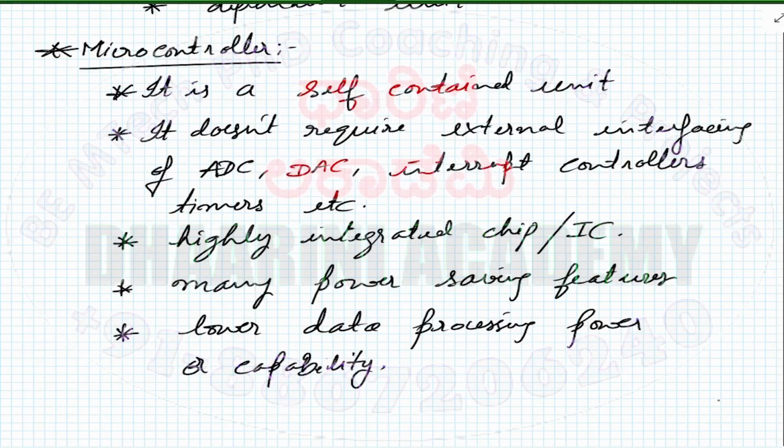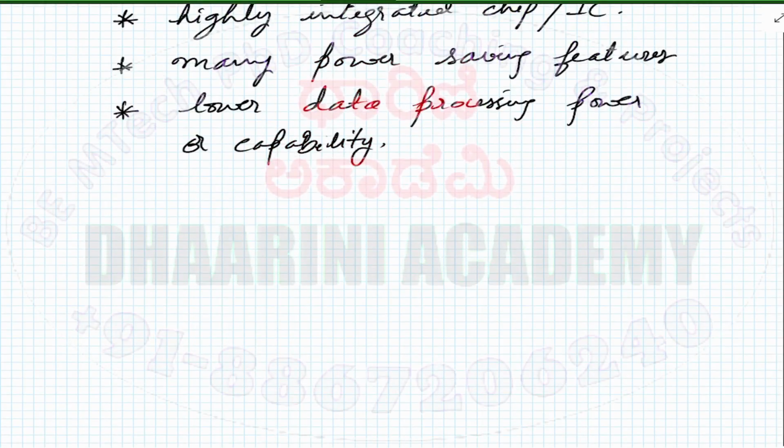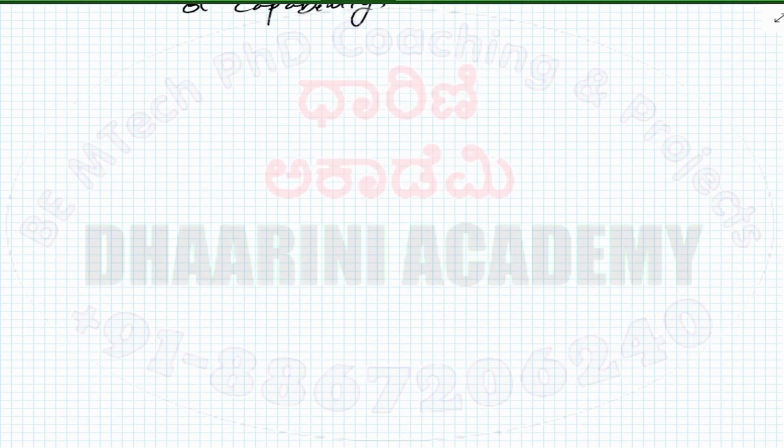So after the microcontroller, now we go for another very specific device, and this component of embedded system is called the third type of processor. This is called a digital signal processor.